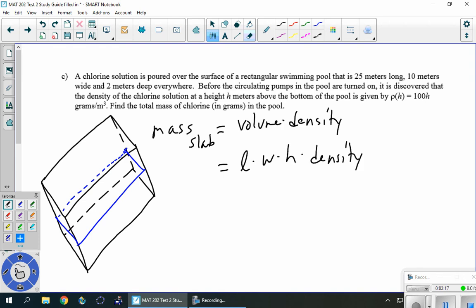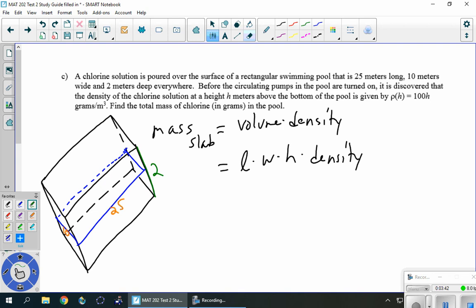All right, so let's start labeling some things here. We know that this pool is 25 meters long, so that's this side right here, 25. And then it is 10 meters wide, so I think that's this blue side over here, that's a 10. And it's 2 meters deep. I'm going to mark it over here in green. That whole thing is 2, but that 2 is not relevant for the specific blue slab that we've drawn.